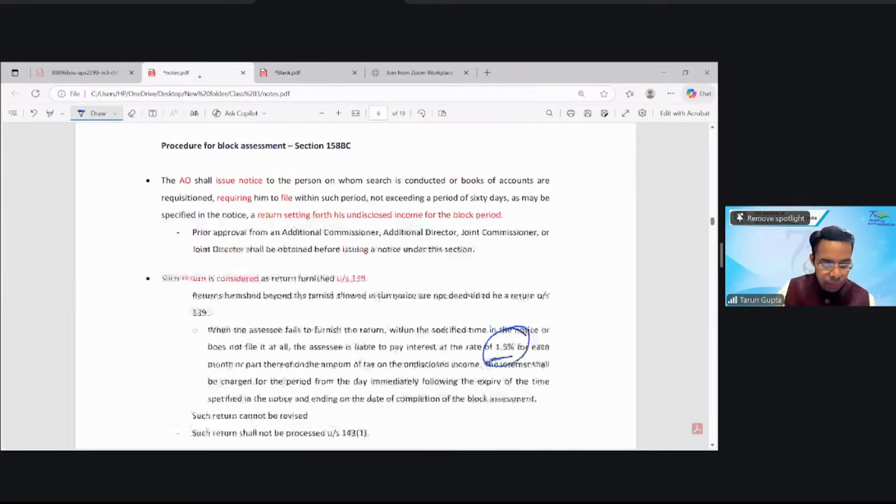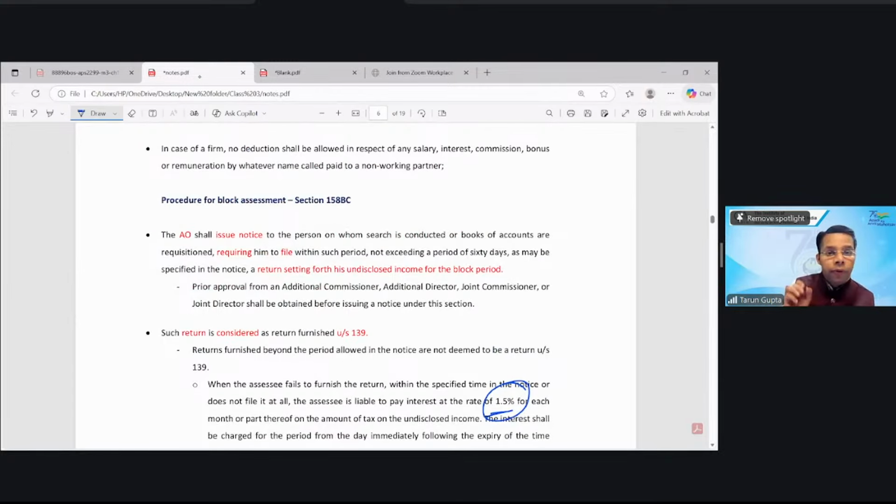So what happens is the procedure for block assessment. The AO shall issue a notice to the person on whom a search is conducted, or books of account or assets were requisitioned, requiring him to file within such period not exceeding 60 days, as may be specified in the notice, a return setting forth his undisclosed income for the block period. So what will the AO do? The AO will issue a notice asking the assessee to furnish the return for undisclosed income.